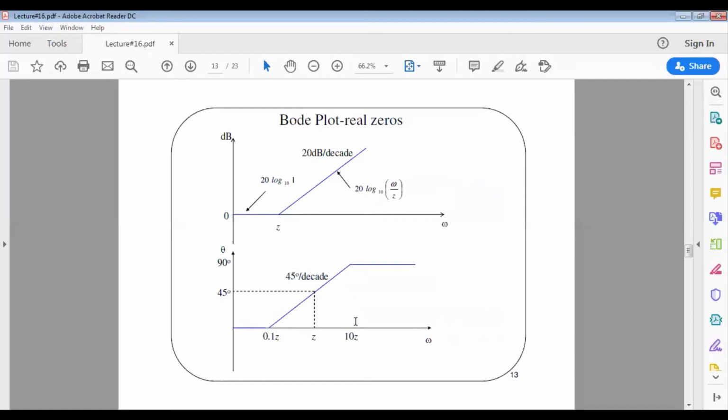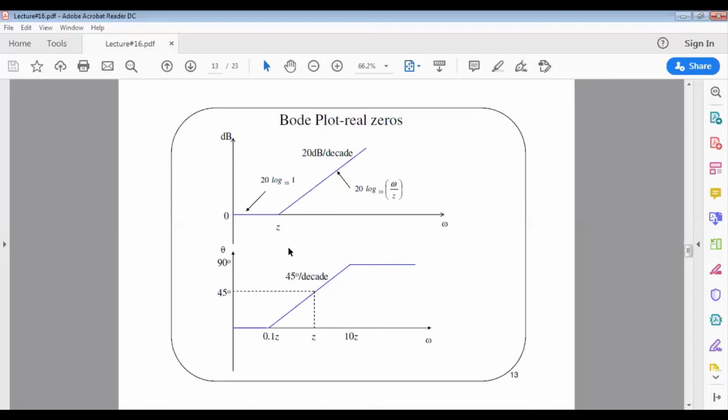And for higher frequency, which is 1 decade higher, at 10 Z, the phase is positive 90 degrees. And knowing that at the zero value Z, the angle is 45 degrees positive. So there should be a slope of positive 45 degrees per decade between 0.1 Z and 10 Z. Okay, so this is the plot or sketch for the real zeros.